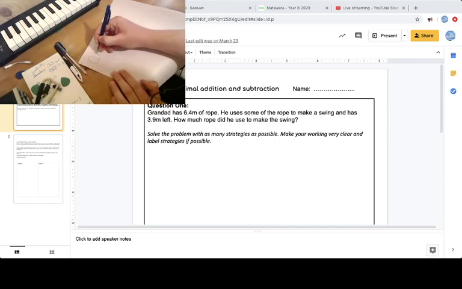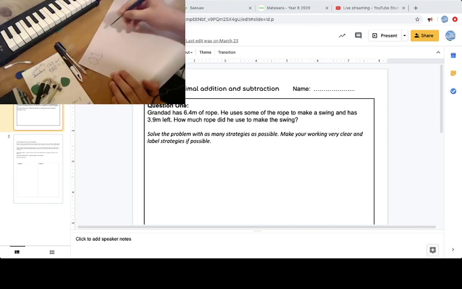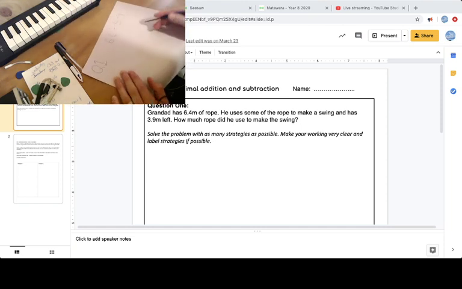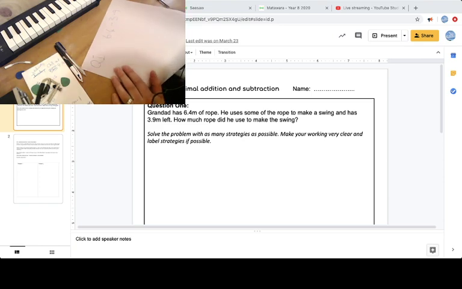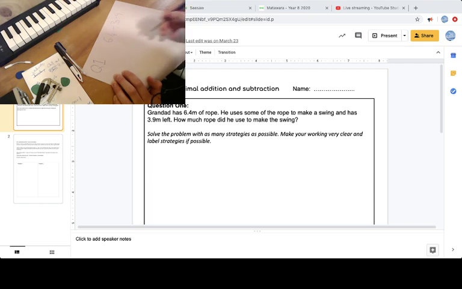Question 1. How do we use place value for this? Start with 6.4. And he's going to take away 3.9. Hopefully you can all see that. I should actually try writing in a darker pen. But yep, so he's going to take away 3.9. 6.4, take away 3.9.